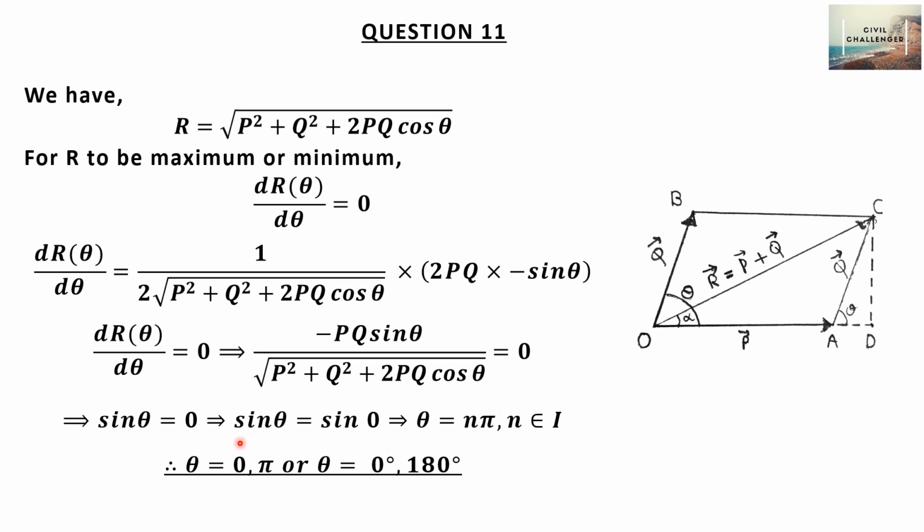This is the general solution for sin theta is equal to sin 0. The general solution for sin theta is equal to sin 0 is theta is equal to n pi, where n is an element of integer. N can be 0, 1, 2, 3, or -1, -2, -3, etc. But in this question we have two forces, and the values of the angles between these two forces can vary from 0 to 180 degree. So the possible values of angles can be either 0 or pi, which means that it can be either 0 or 180 degree.